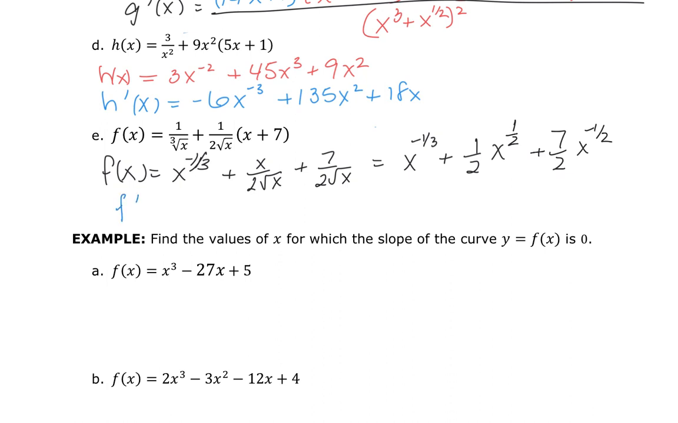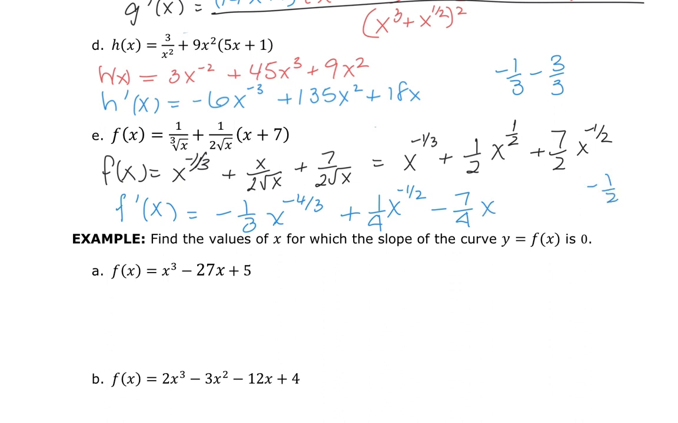That means f prime of x is going to be equal to a negative 1/3 x raised to the, if I take negative 1/3 and I subtract off one more, which is 3/3, I'm going to get negative 4/3. Plus 1/2 multiplied by 1/2, which gives me 1/4, 1/4 x raised to the negative 1/2. And then I have plus, that will be a minus because I'm going to have a negative 1/2 times negative 7, which gives me negative 7/4. x raised to the negative 1/2 minus one more, which is 2/2, gives me x raised to the negative 3/2. And that's my final answer.